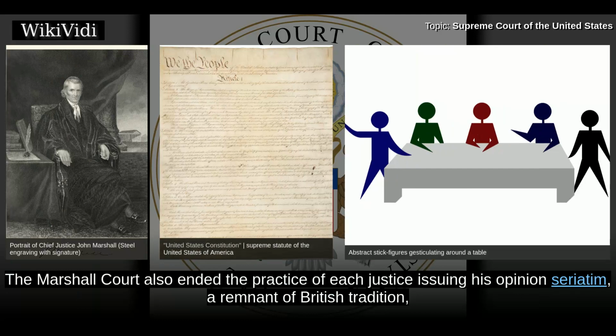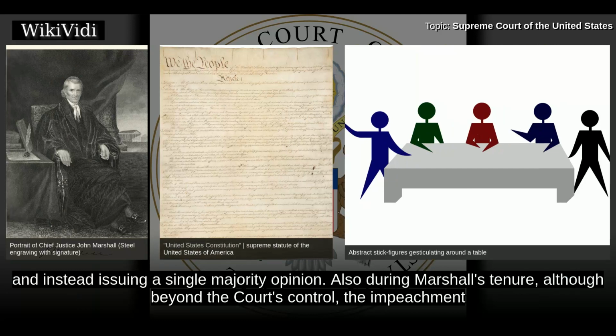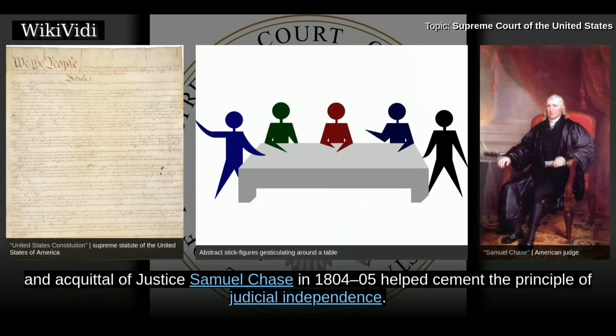The Marshall Court also ended the practice of each justice issuing his opinion seriatim, a remnant of British tradition, and instead issuing a single majority opinion. Also during Marshall's tenure, although beyond the court's control, the impeachment and acquittal of Justice Samuel Chase in 1804-05 helped cement the principle of judicial independence.